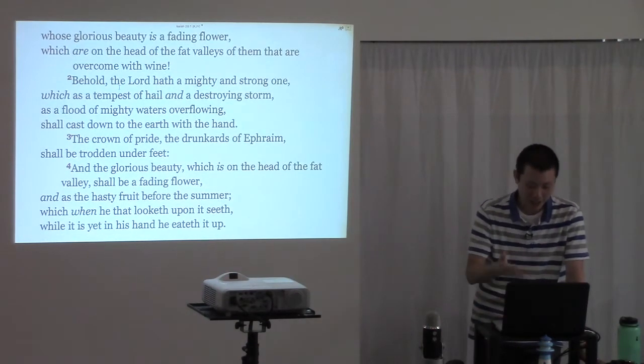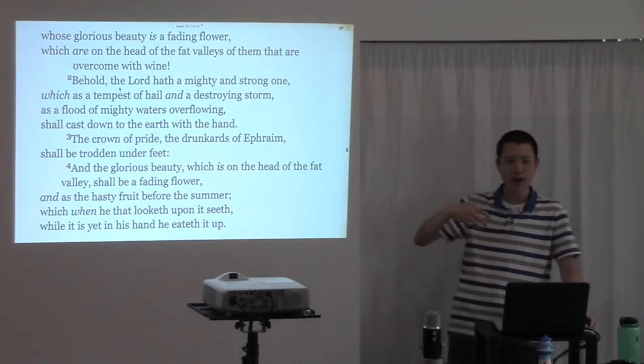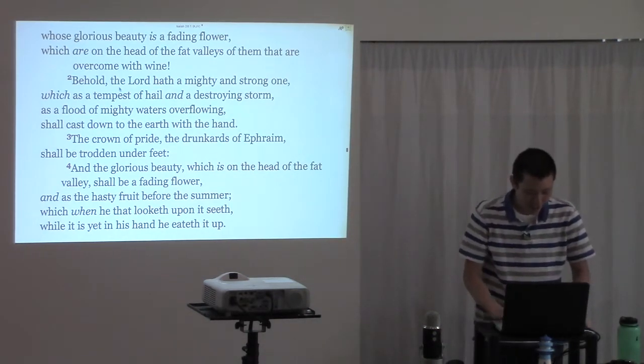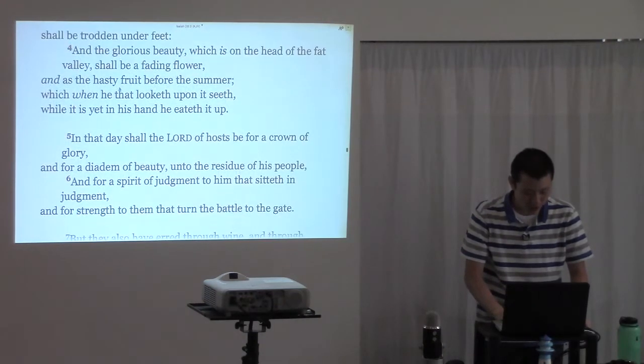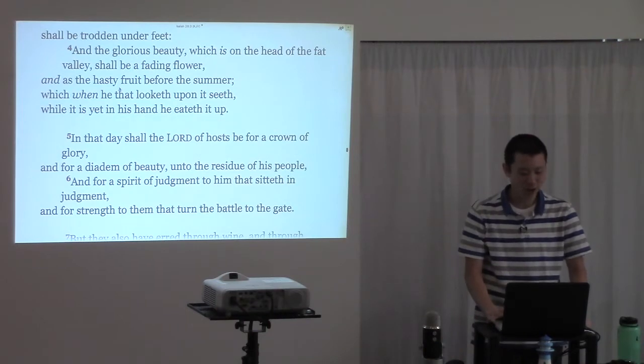And it's interesting that even in this passage, the two are actually contrasted, where you've got the crown of pride and then you've got the crown of glory. And I think an interesting thing as well with verse 5, it says, in that day shall the Lord of hosts be for a crown of glory.